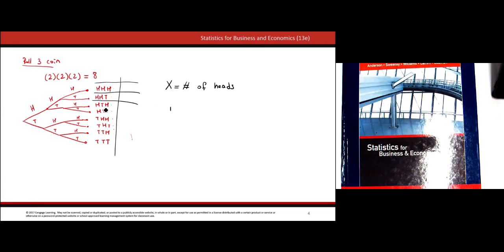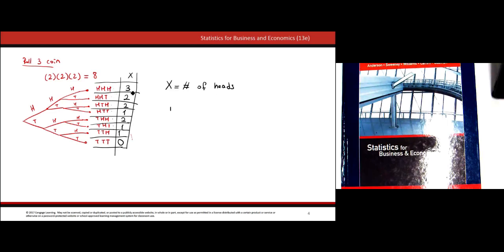So what is the value of x if we have this outcome? It is 3. We have 3 heads in that outcome. How about this one? The value of x is 2. This one, 2. Here x is 1. Here 2. 1, 1, and 0. So as you see, random variable is a numerical description of the outcome of an experiment. Here random variable x is the number of heads in 3 tosses.